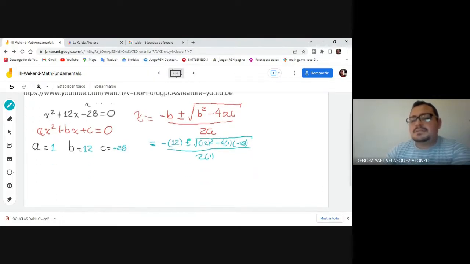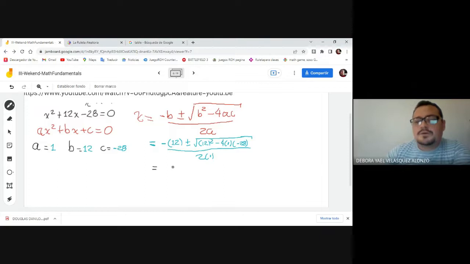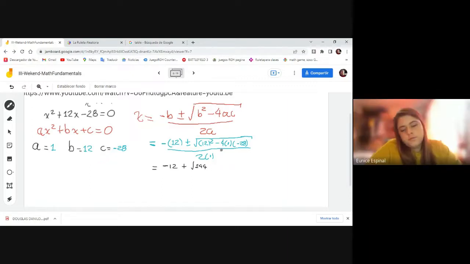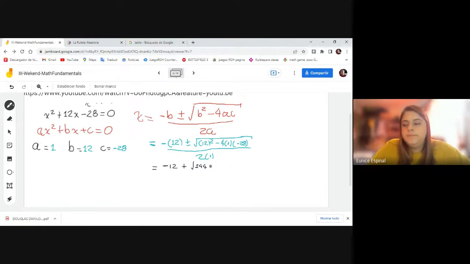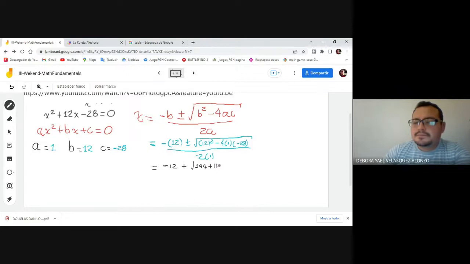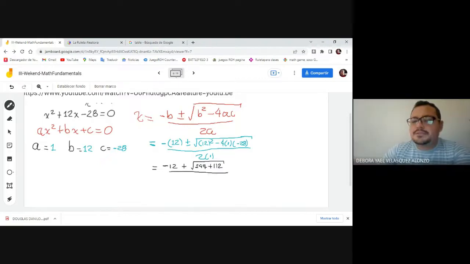Here it is. And if you see now, instead of working with variables, we forget about the variables and we just focus on working with numbers. This is how to use formulas. So here we have negative 12 plus, what is 12 squared? 12 times 12, right? Which is 144. Nice. What is negative 4 times 1 times negative 28? 112. Positive 112. All these will be divided by 2 times 1, which is 2.